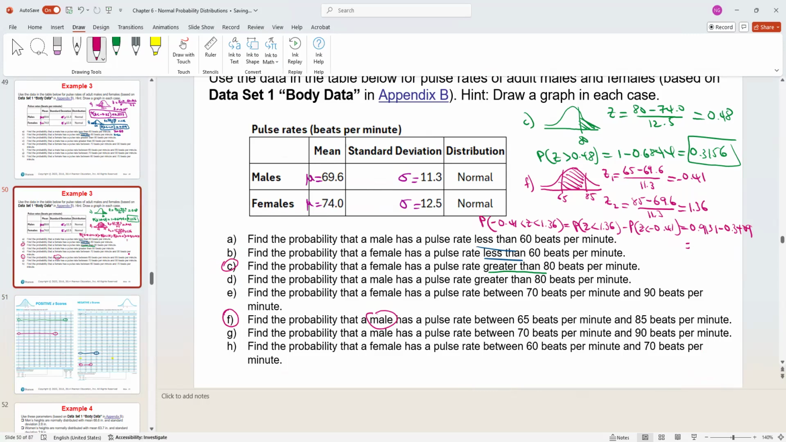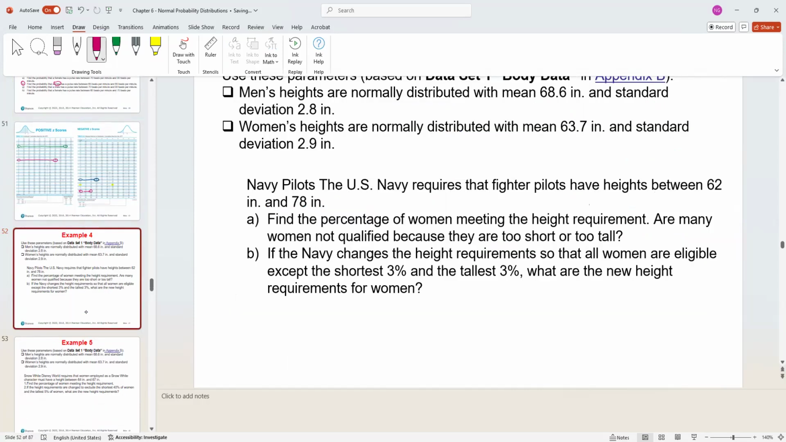What's the probability then? Okay, so 0.9131 minus 0.3409 gives you 0.5722. Okay, here you go. So that's how we do it, but I will definitely leave the other ones for you to try because that's how we're gonna do it.